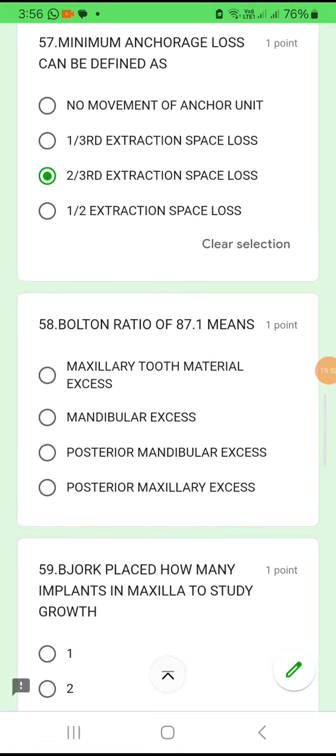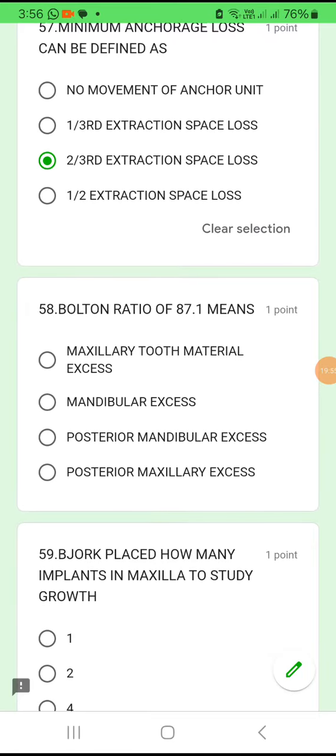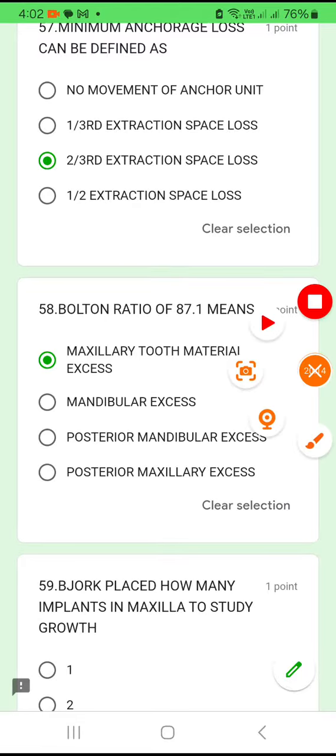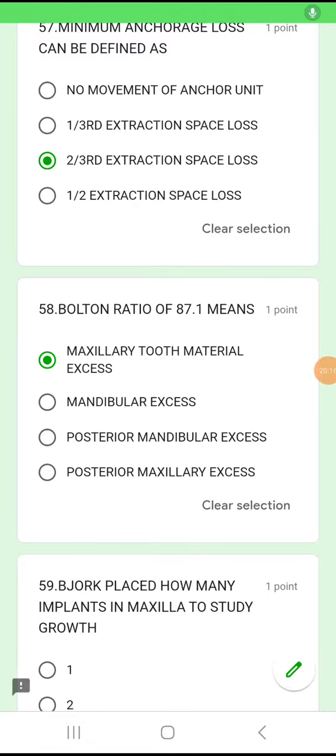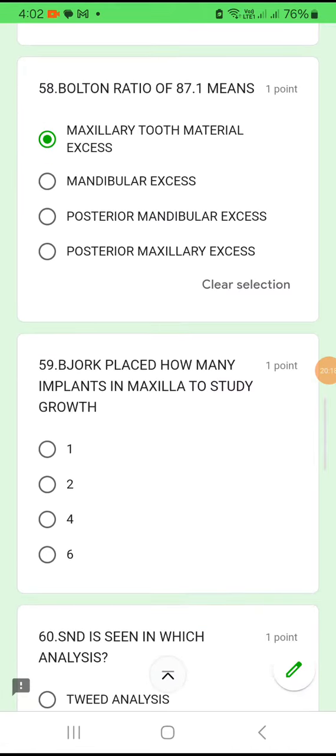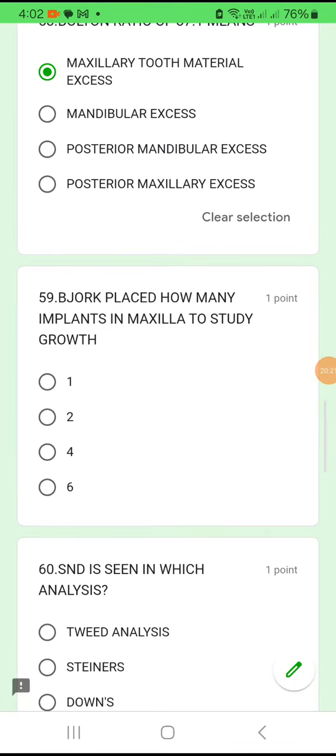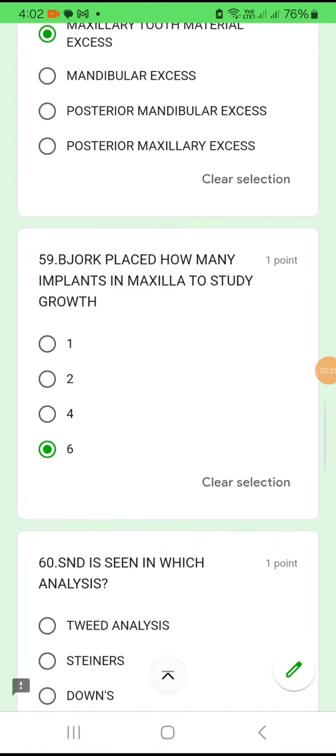Now, question number 58. Bolton ratio of 87.1 means what? Maxillary tooth material excess, mandibular excess, posterior mandibular excess, or posterior maxillary excess. Bolton ratio of 87.1 means maxillary tooth material excess. Question number 59. Bjork placed how many implants in maxilla to study the growth? Around 6 implants. So 6 is the answer.